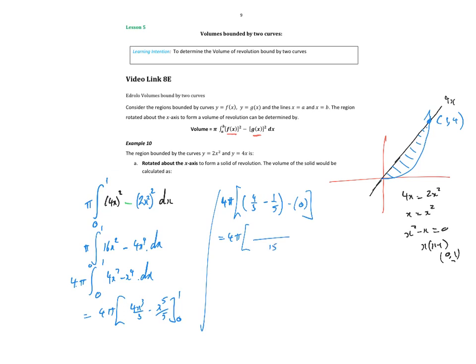Over 15, 20 minus 3, that looks about right, so 4 times 17, 68 pi on 15 units cubed. So it's just a continuation of the same philosophy that we have in methods, in that the area between two curves is the top function minus the bottom function. With our volume, it's the top function squared minus the bottom function squared. So let's look at the next one.